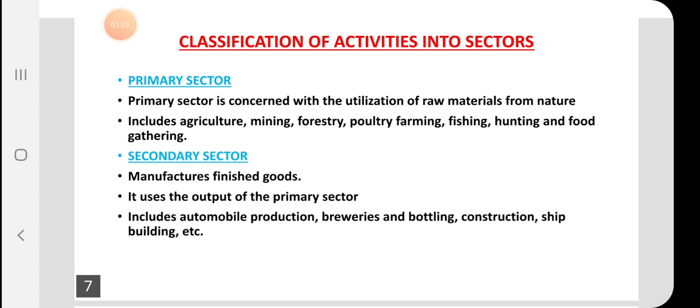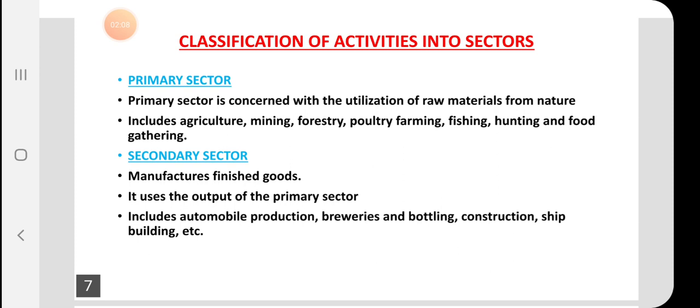So, what kind of activities are put in the primary sector? All those activities which are concerned with the utilization of raw materials from nature come under the primary sector. Or generally, you can say that activities which are performed in direct interaction with nature are put in the primary sector. For example, forestry, agriculture, poultry farming, fishing, hunting, etc. All of them are included in the primary sector.